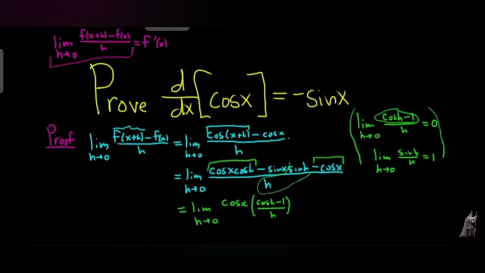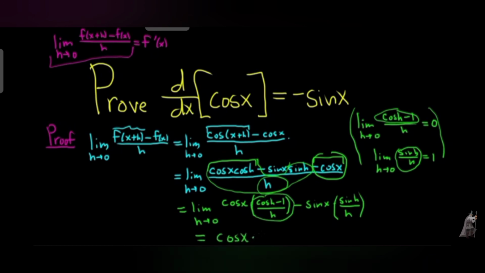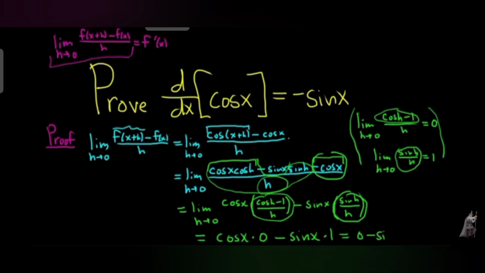So we can take this part here and write it like this: minus sine x times sine h over h. So this piece here was grouped with this piece here, and it's all over h, and the middle piece is over here. Alright, so this limit is 0. You get cosine x times 0 minus sine x, and this limit here is 1, so times 1. So that's 0 minus sine x, so that's minus sine x, and that's the proof.